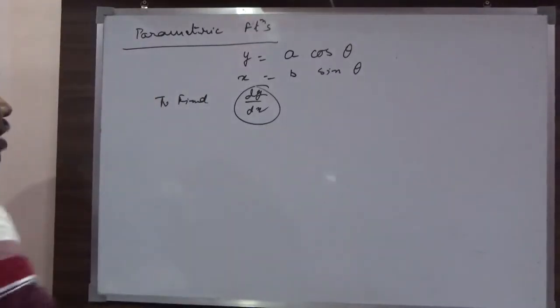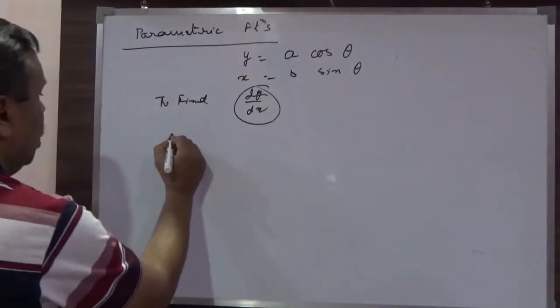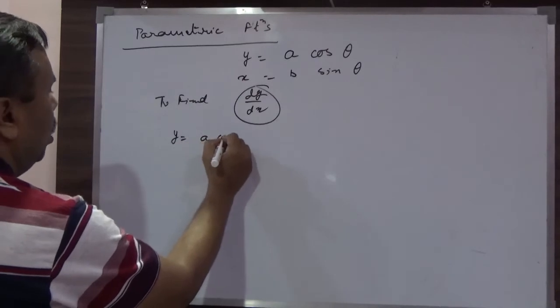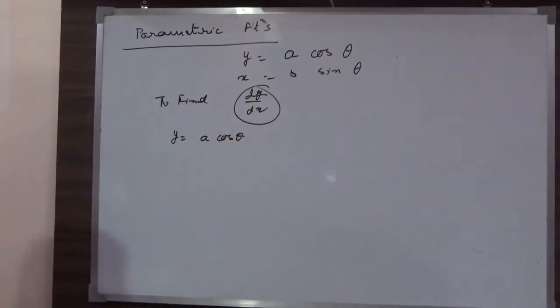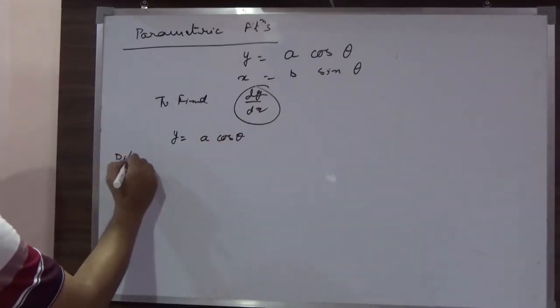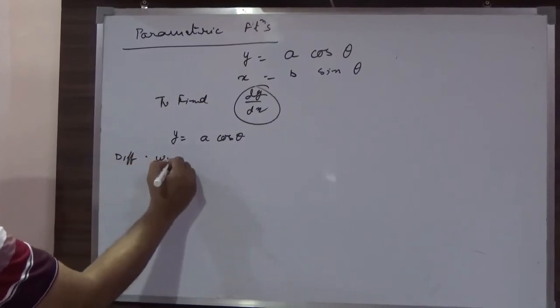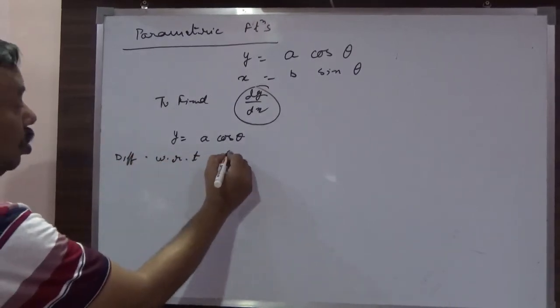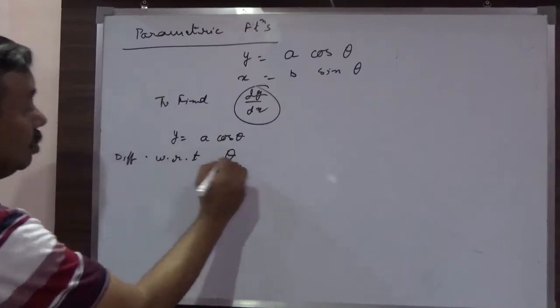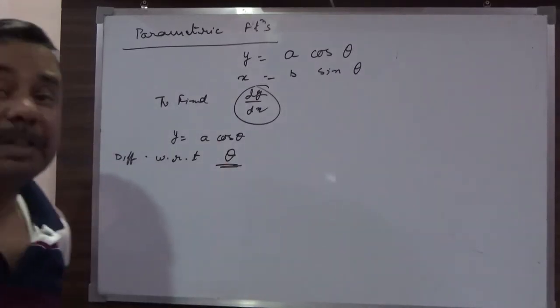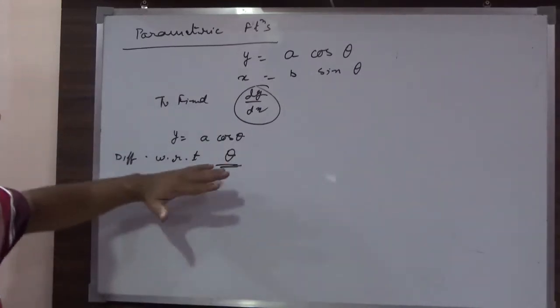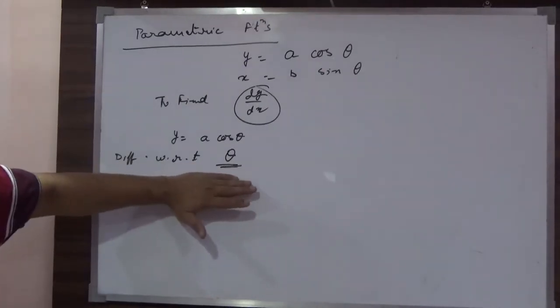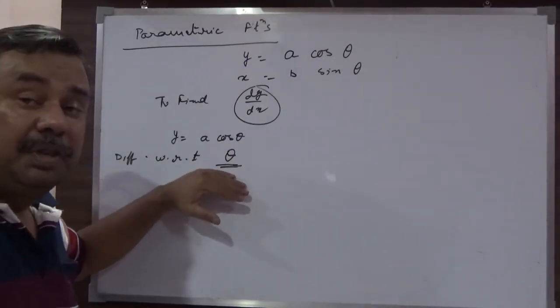Now you see, I will just take the first equation, that is y equal to a cos theta. I will differentiate it with respect to theta, not with respect to x. Okay, I shall differentiate it with respect to theta, not with respect to x.